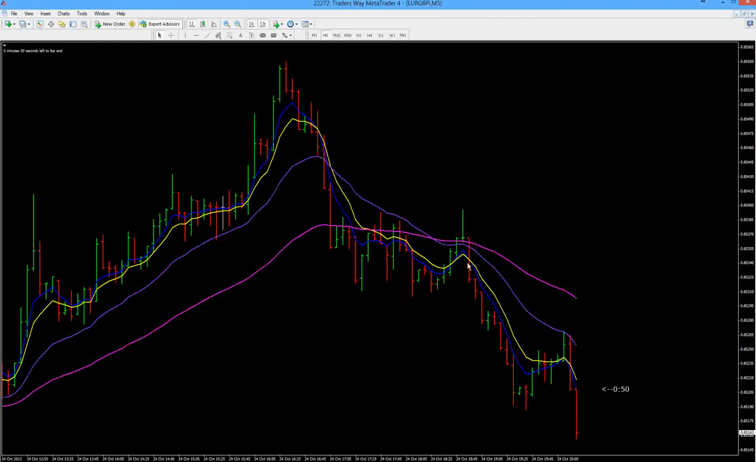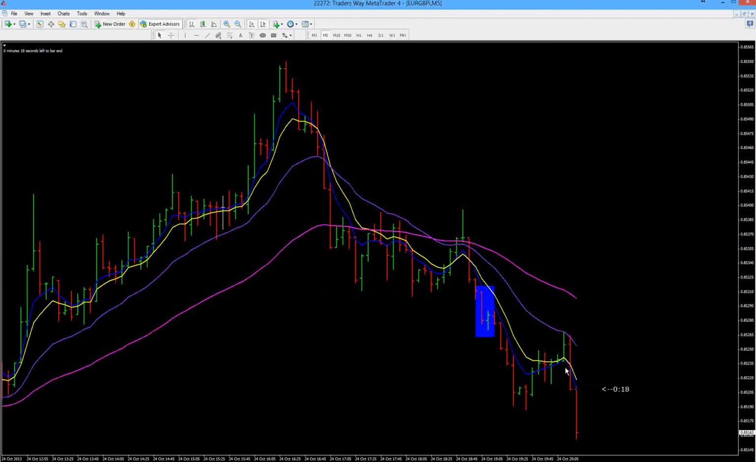So this point here, we would have had a great entry right about, if I had to pick it out, I would have probably entered on this candle, somewhere in this area. Reason being, our medium speed indicators caught up, they're starting to spread out, and our faster moving indicators are spreading out too.